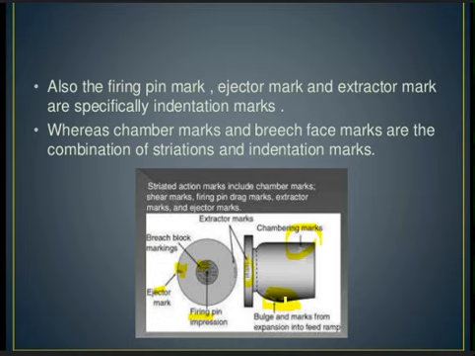Striated action marks include chamber marks, shear marks, firing pin. So these are actually the basic considerations when a ballistic examiner has to examine an empty cartridge: extractor marks, chambering marks, breech space block markings, ejector marks, firing pin impression, which is the number one consideration. Because there are what we call class characteristics and individual characteristics, which we will be able to tackle later.